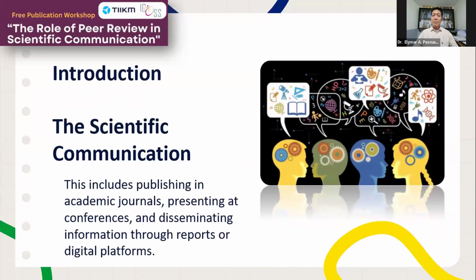Scientific communication refers to the methods and practices through which researchers share their findings with the broader scientific community and the public. This includes publishing in academic journals, presenting at conferences, so it's not just publishing in journals, and disseminating information through reports or digital platforms. Effective scientific communication not only makes research accessible, but also encourages dialogue, replication, and the advancement of knowledge across disciplines. Peer review plays a central role in this process by acting as a gatekeeper, ensuring that the information communicated is accurate, ethical, and valuable to the field.